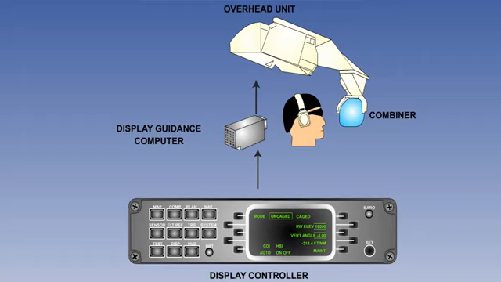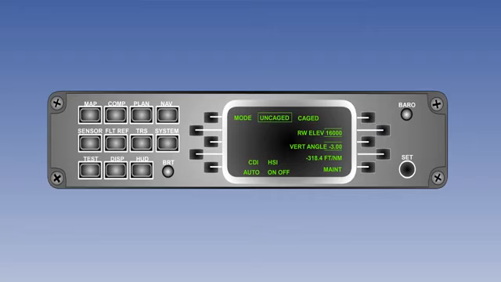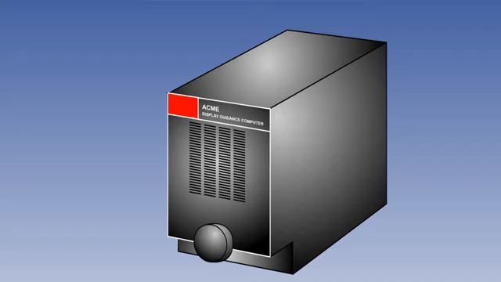The components of the system vary depending on its age, but the initial versions designed for civil aircraft comprise a display controller, a display guidance computer, an overhead unit, and a combiner. The main purpose of the display controller is to allow the pilot to select the various modes of operation available. We will look at some of these later. The display guidance computer takes the flight guidance information and symbol generation data from the EFIS and combines it in a form suitable for the HUD display.